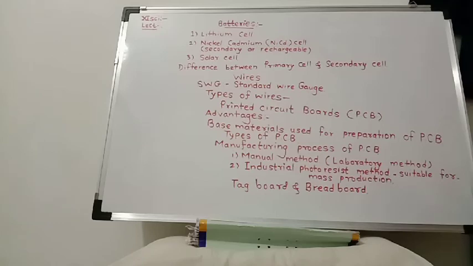Then the examples of primary cells are carbon zinc cell, then mercury cell, silver oxide cell, and lithium cell. These are the primary cells. Then the examples of secondary cells are lead acid cell, nickel cadmium cell, sodium sulfur cell, or plastic cell. These are the secondary cells. Okay, so this is the difference between primary cells and secondary cells.